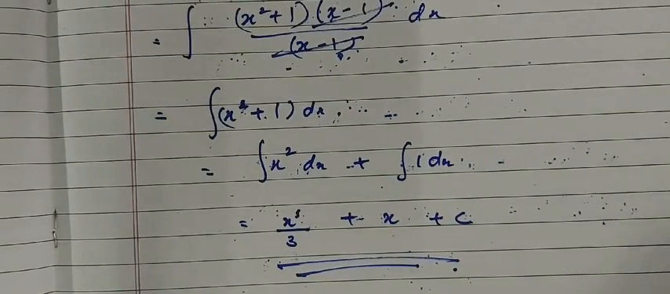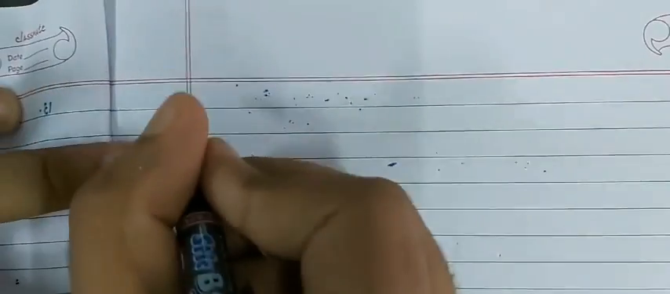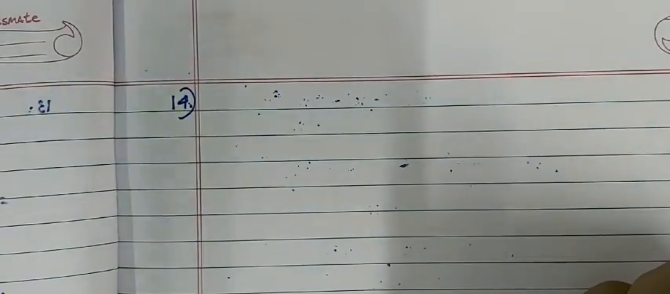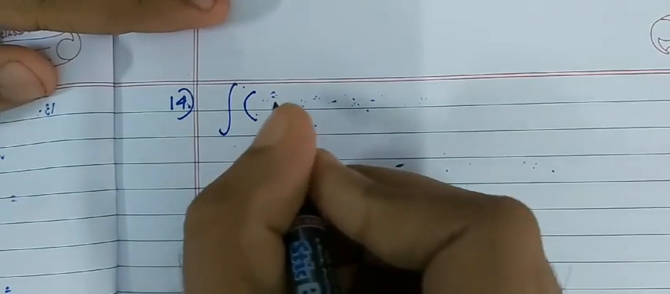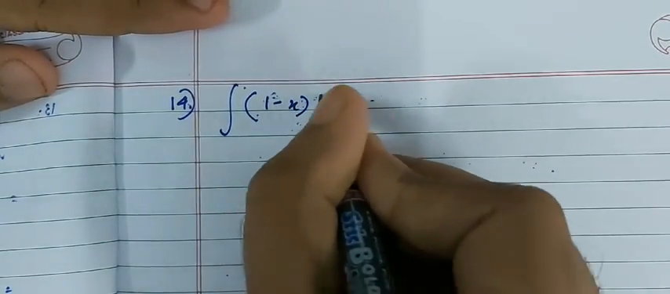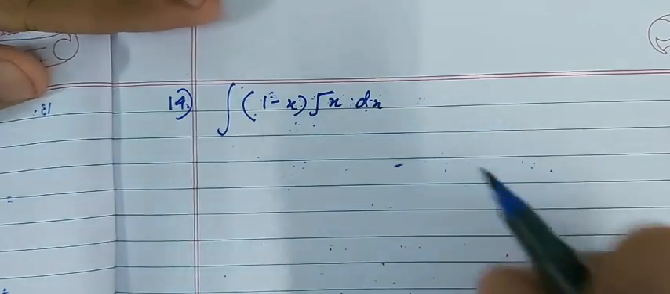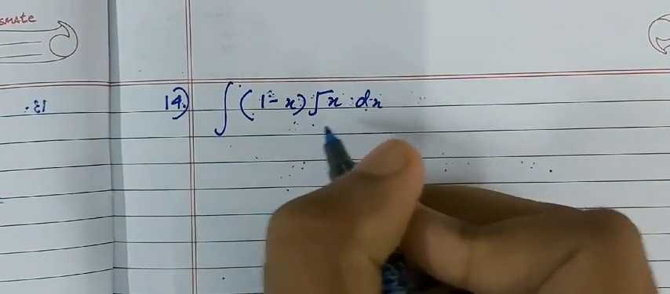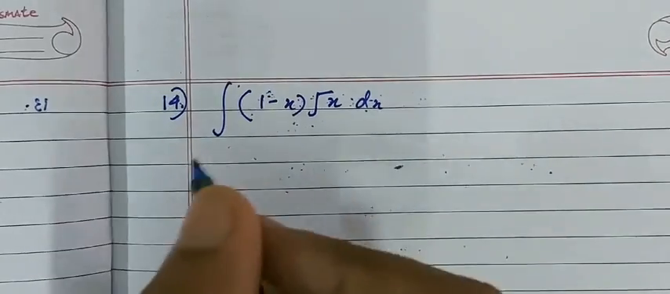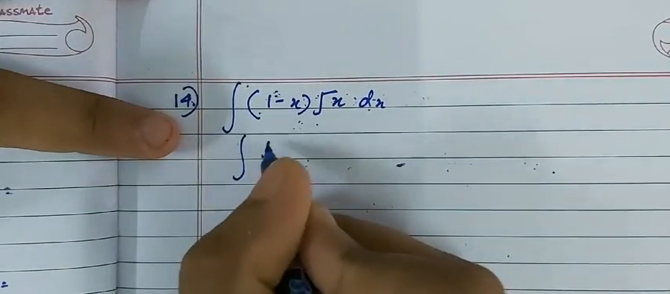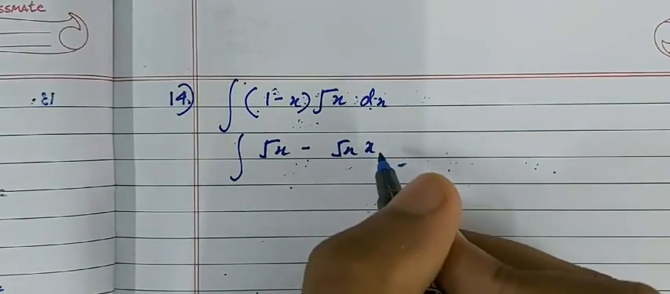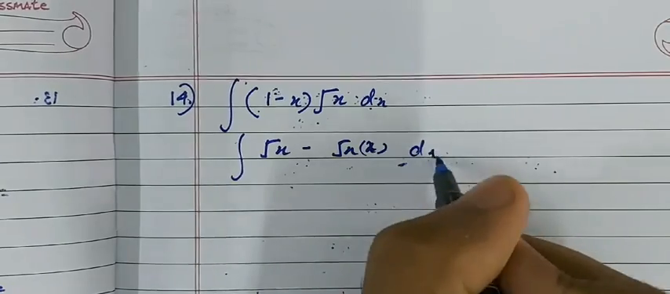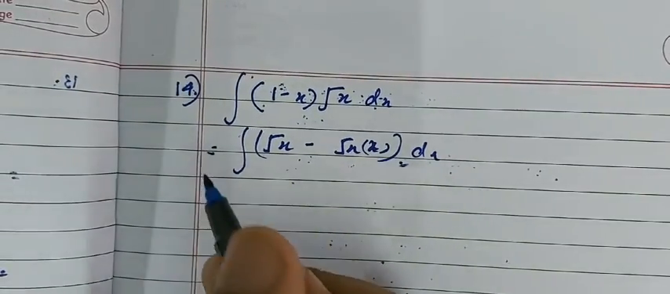Now we move on to the 14th question. So what is the 14th question, guys? The 14th question is integral of 1 minus x into root x dx. So in this question you multiply this root x inside, so it will come as root x minus root x into x dx.